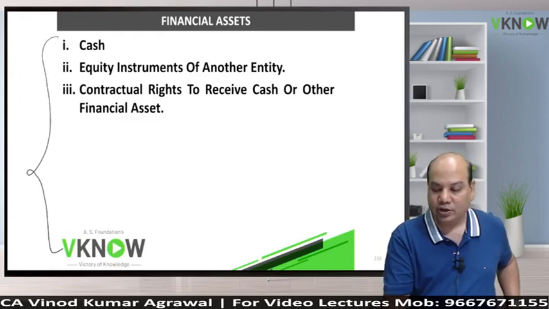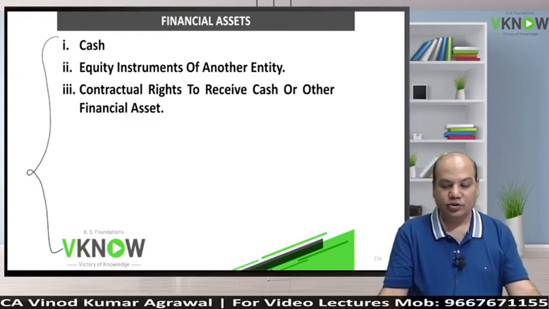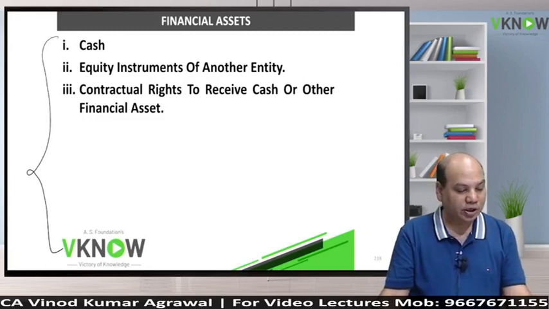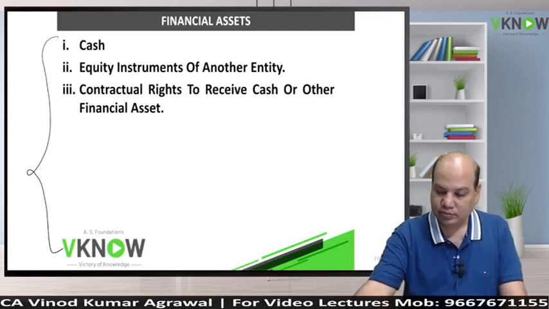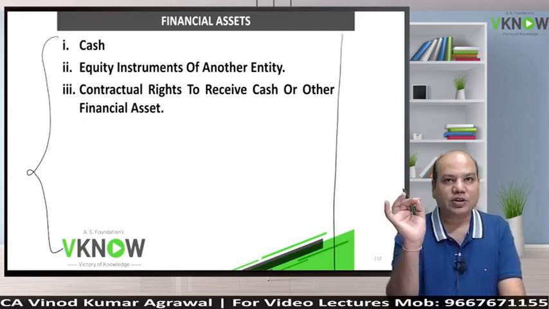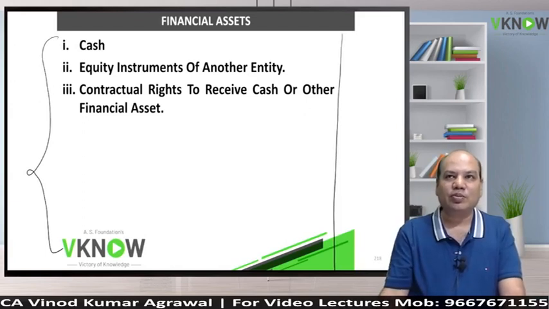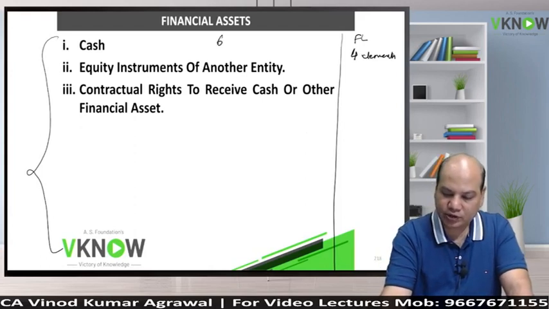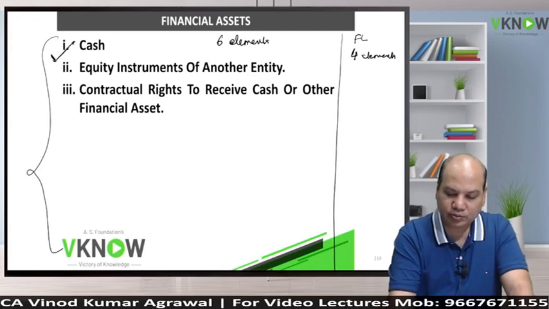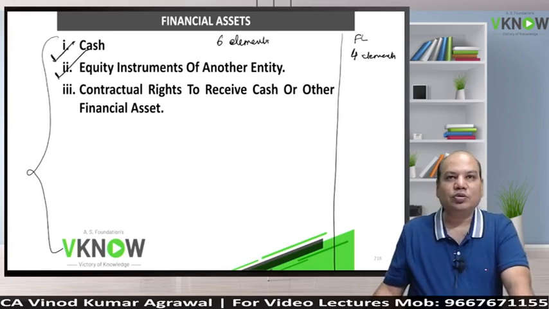So financial asset has 6 elements. Financial liability had how many elements? Financial liability had 4 elements. Financial asset has 6 elements, and I will tell you a trick to remember. Financial liability has 4 elements. Trick means logically, not just mugging up, and it has 6 elements. It has 2 elements more. Which 2 elements more? First and second. A financial asset means cash.